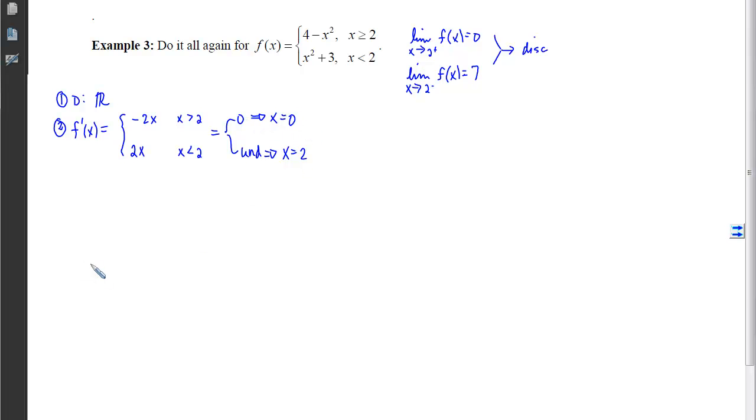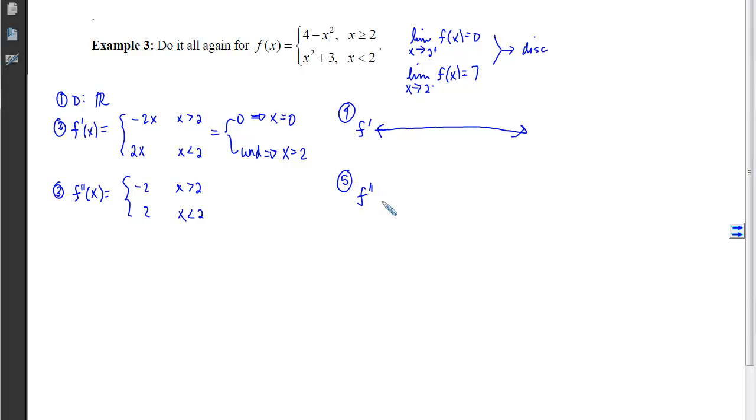So I have two critical points, one at 0 and one at 2. If I now look at my second derivative, which is step 3 of the process, I'll have a negative 2 and a 2, and again I do not have a second derivative at the joint because I didn't even have a first derivative at the joint. Step 4 is to put the information from my step 2 onto a labeled sign chart for f prime, and then step 5 is to repeat that same process with a sign chart for f double prime.